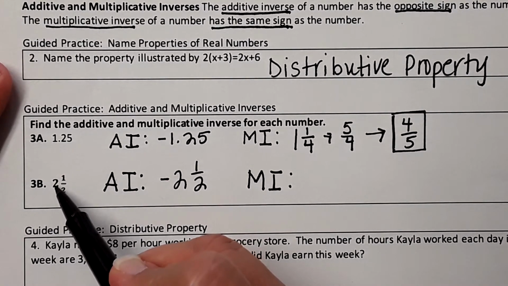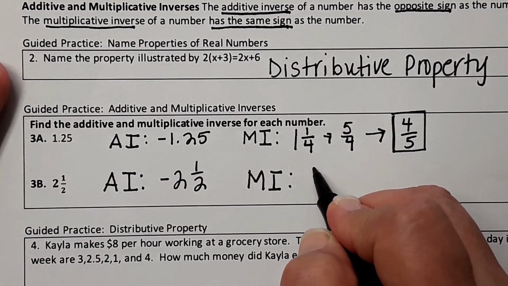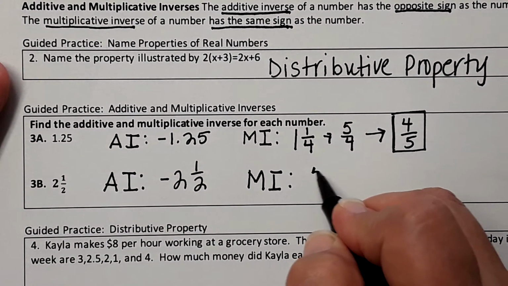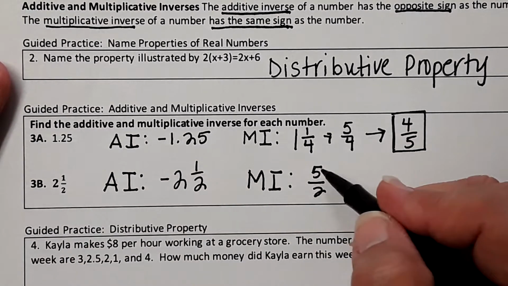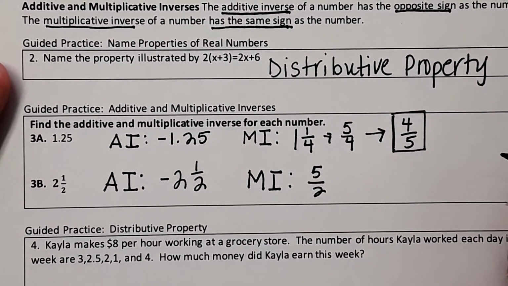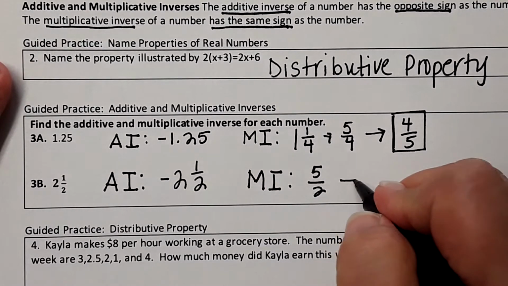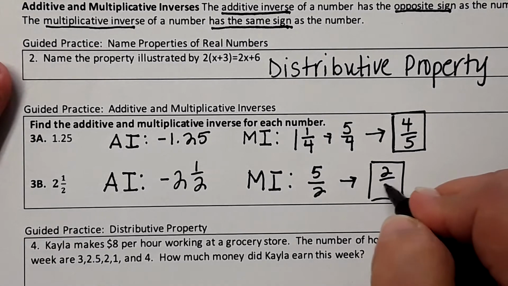So 2 times 1 is 2 plus 1 is 4. No, it's not. It's 5 over 2. 2 times 2 is 4. 4 plus 1 is 5. So it's 5 over 2. But that's not our multiplicative inverse. What do I need to do to 5/2? Flip it. And I get 2/5.